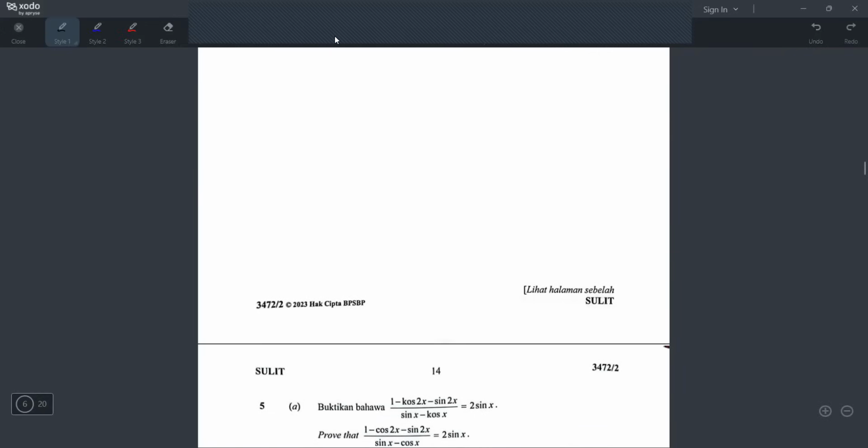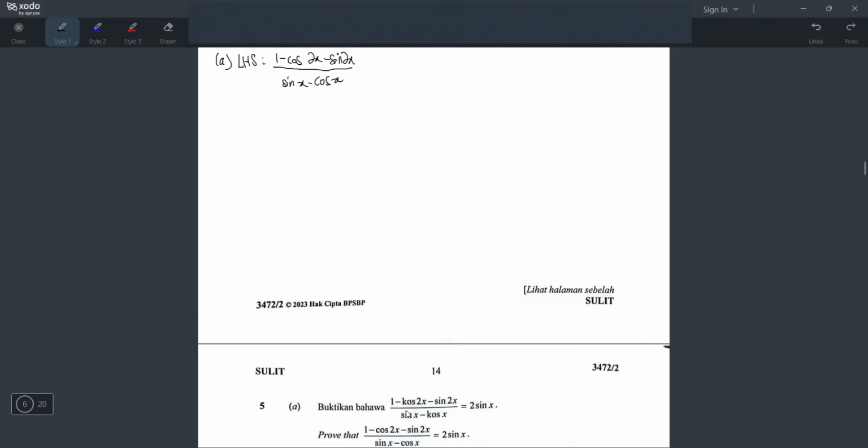So for proving questions, we always start from the more complicated side. So which side looks more complicated? The left-hand side or the right-hand side? Left-hand side, right? So we'll start from left-hand side, and then we'll write down the left-hand side. 1 minus cos 2x minus sine 2x over the whole thing, sine x minus cos x, right?